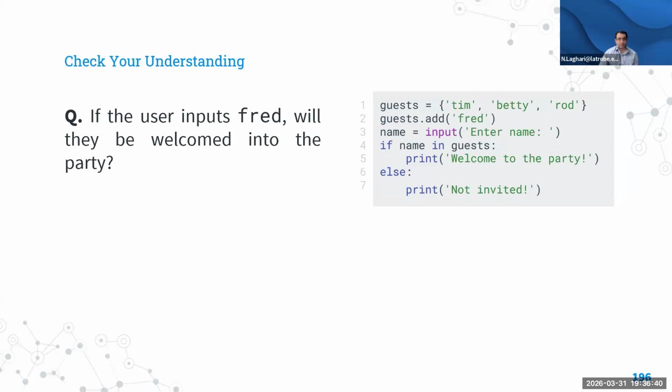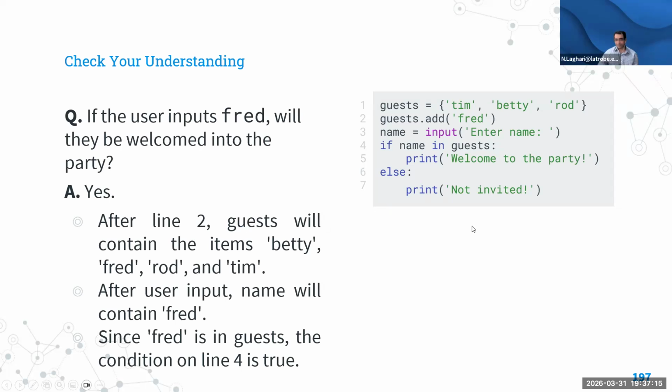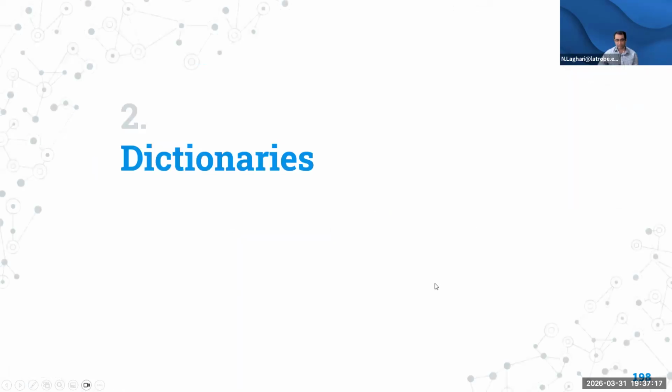So is the user input Fred, will they be welcomed into the party? We say that we have guests Tim, Betty, Rod. We say guests add Fred, name input enter. If name in guests, welcome to the party, else print not invited. So if the user inputs Fred, will they be welcome to the party? What do you say? Yes, because it has been added to the guests. Yes, because it says in the guests.